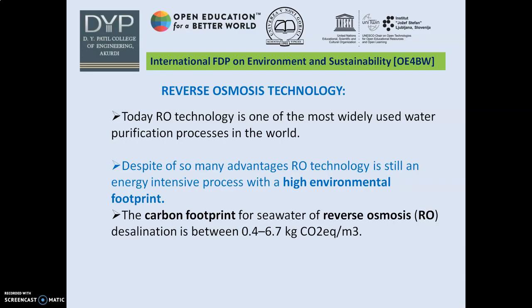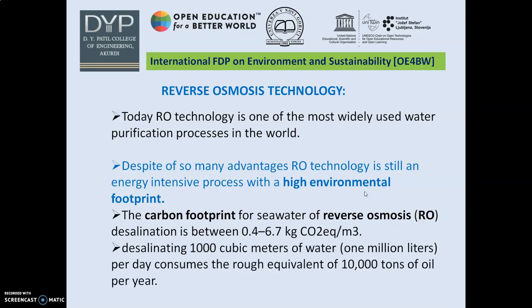The carbon footprint for seawater RO desalination is between 0.4 to 6.7 kg carbon dioxide equivalent per cubic meter of water. That means desalinating 1000 cubic meters of water can contribute as much as 6.7 ton of carbon dioxide emission. Desalinating 1000 cubic meters of water per day consumes the rough equivalent of 10,000 tons of oil per year.